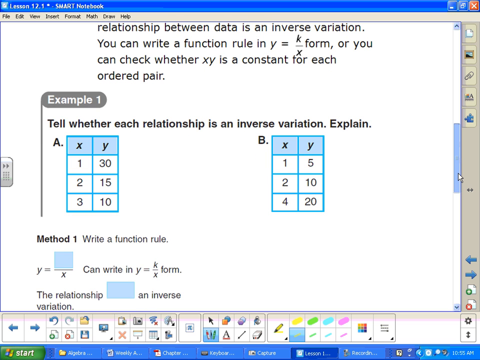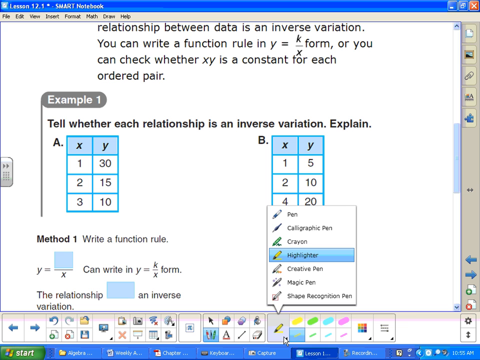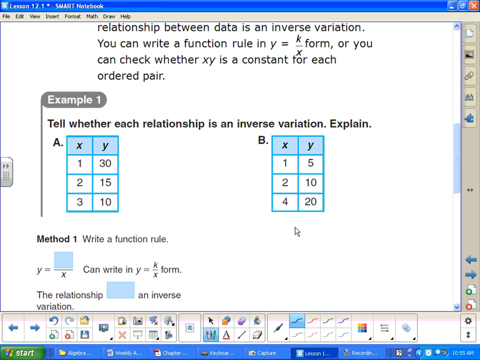So if we're trying to establish whether these relationships represent an inverse variation, then all we're going to do is multiply the values of x and y. Because x times y should equal the same value of k. If you get the same value when you multiply, it represents an inverse variation relationship. If you don't, then it's not.